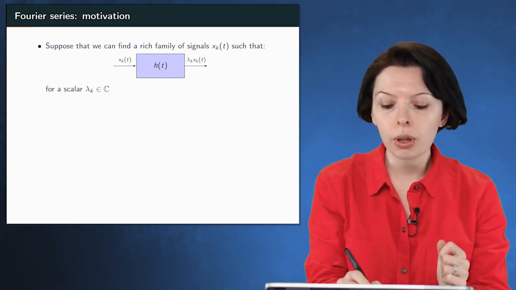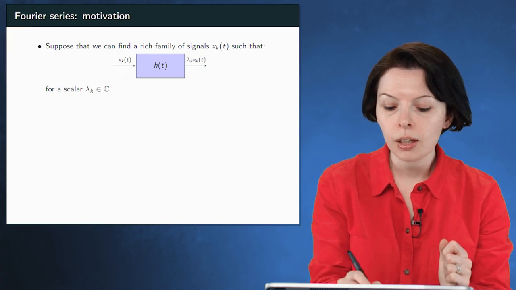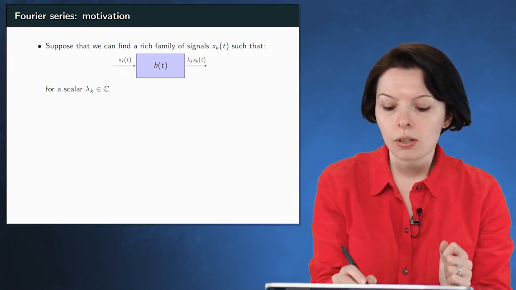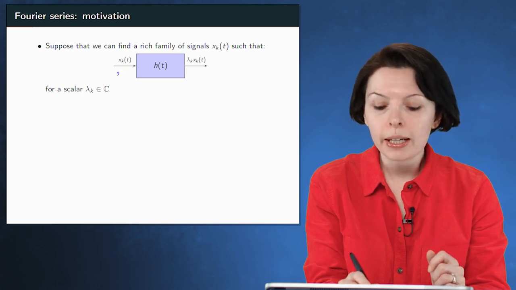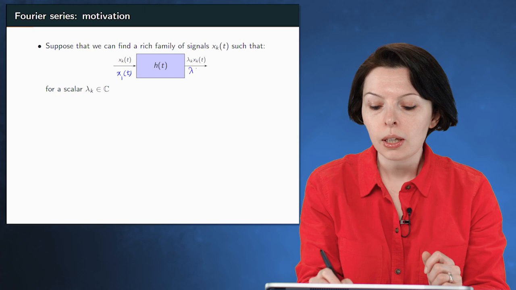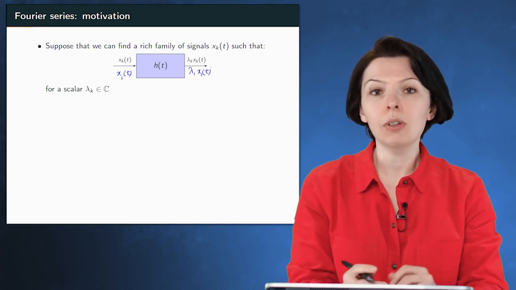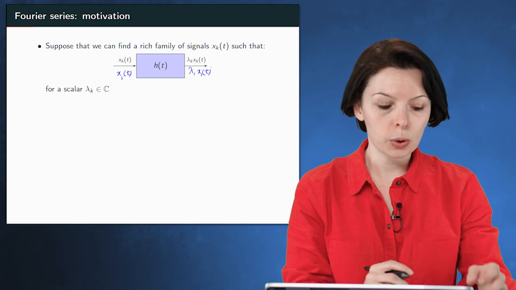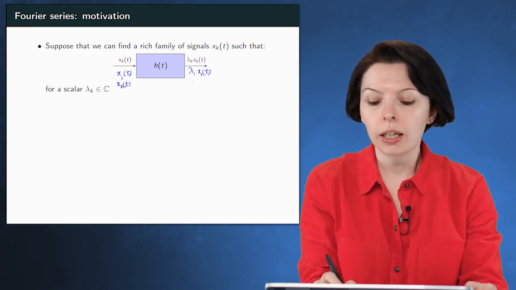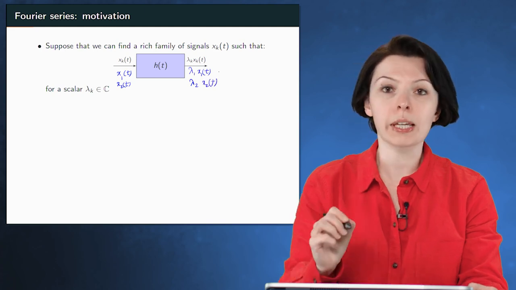For example, when you apply x1 of t, the output is going to be the scaled version of x1 of t, and lambda k is a scalar factor. Or if you apply x2 of t, again, the output is x2 of t multiplied by another scalar factor.